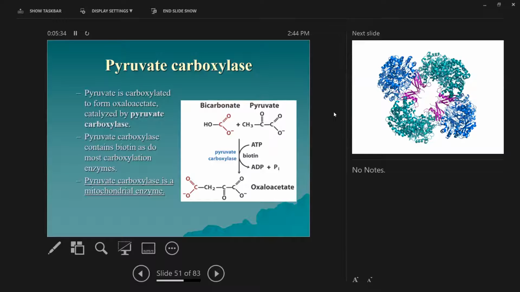For the formation of phosphoenolpyruvate, you first have to convert pyruvate to oxaloacetate. Now this requires a carboxylation. All carboxylases use as their cofactor biotin. So this enzyme, pyruvate carboxylase, is a biotin-containing enzyme. And it converts pyruvate into oxaloacetate, and it has to burn an ATP to do it.